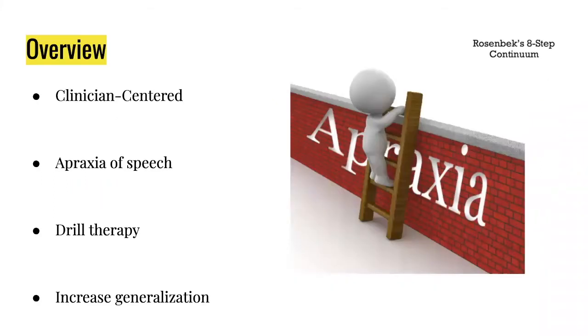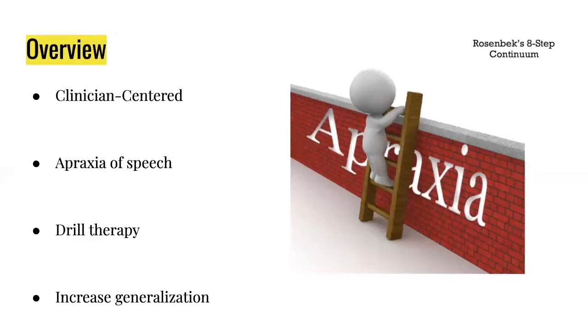Rosenbek's 8-step continuum is a clinician-centered therapy approach that treats apraxia of speech using 8 specific steps of drill therapy. This approach targets production of words or utterances that are functional for the client and are based on the severity of the client's diagnosis. Selected targets should be no more than 3 syllables, and target utterances should be no more than 7 words. The 8-step continuum utilizes integral stimulation, simultaneous production, delayed production, and successive production, which we will define in a later slide. Each of these steps increases in its difficulty with a hierarchy of speech sounds and a slow fade of auditory and visual cues from the clinician.